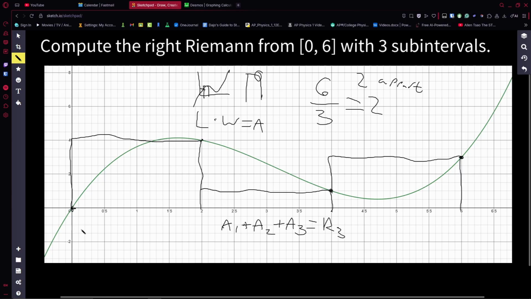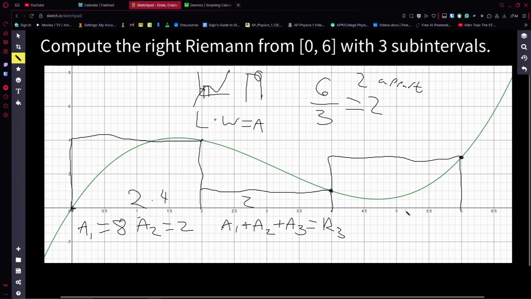So A1 is going to equal, well, what's this? This is 2, and then how tall is it? It's 4. 2 by 4, and that equals 8. So we know A1 equals 8. Now A2 is also 2 by how tall? This is 1, because we can see over here this would be 1. So 2 by 1, well, that just equals 2.